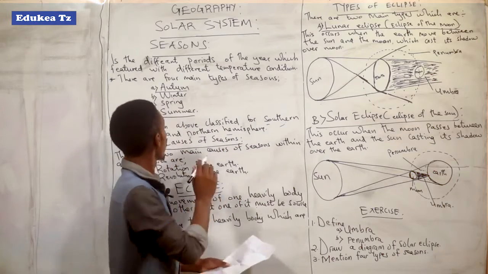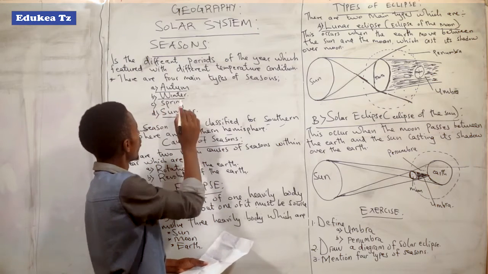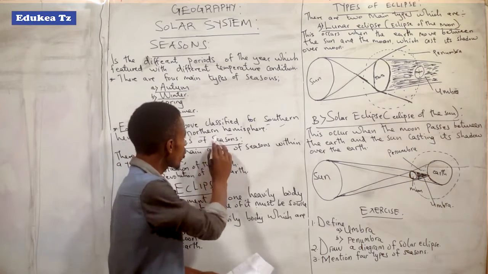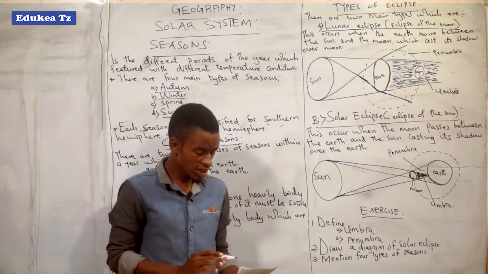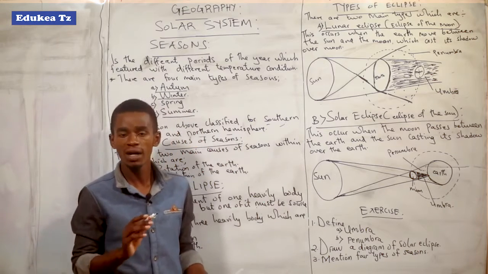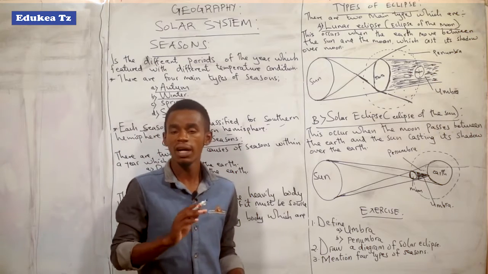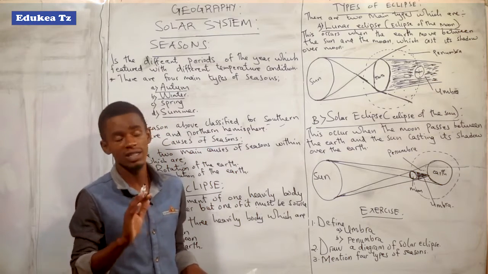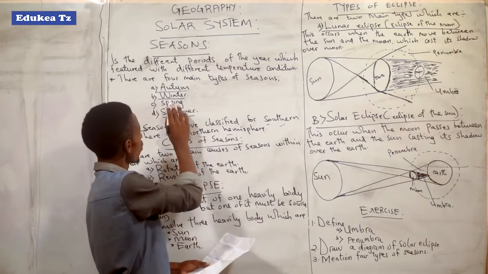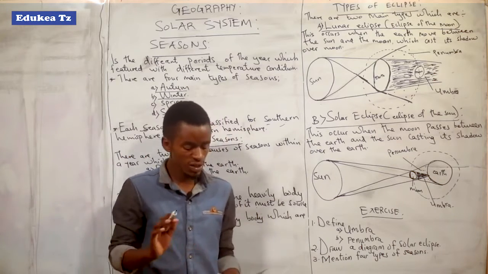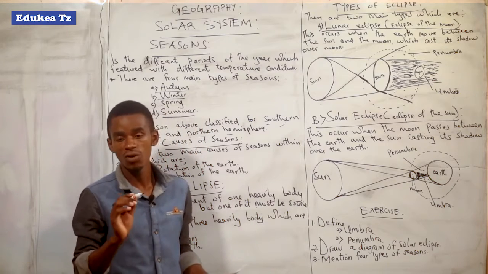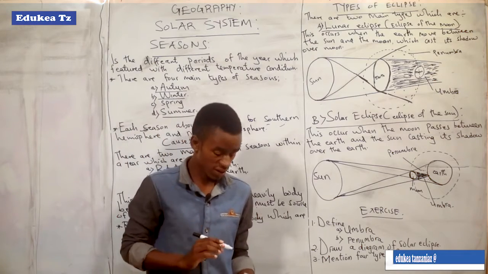Let's come to another, which is winter. Winter in the northern hemisphere takes place in which months? It takes place in November, December and January. That is the time of winter. So winter in the northern hemisphere takes place in November, December and January.